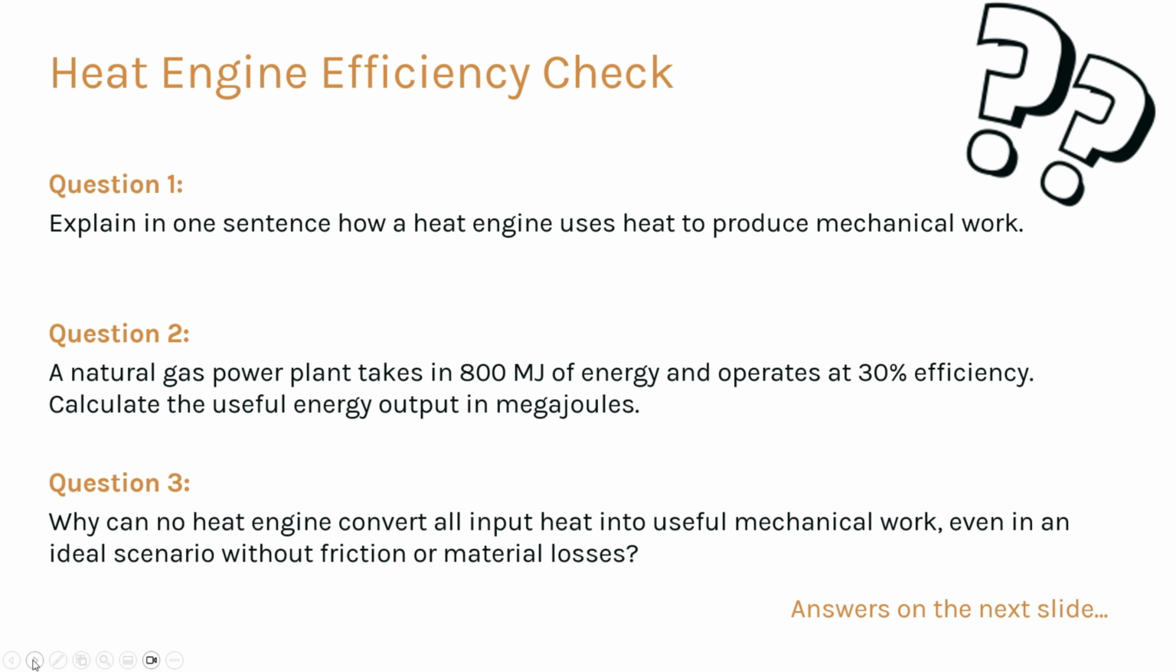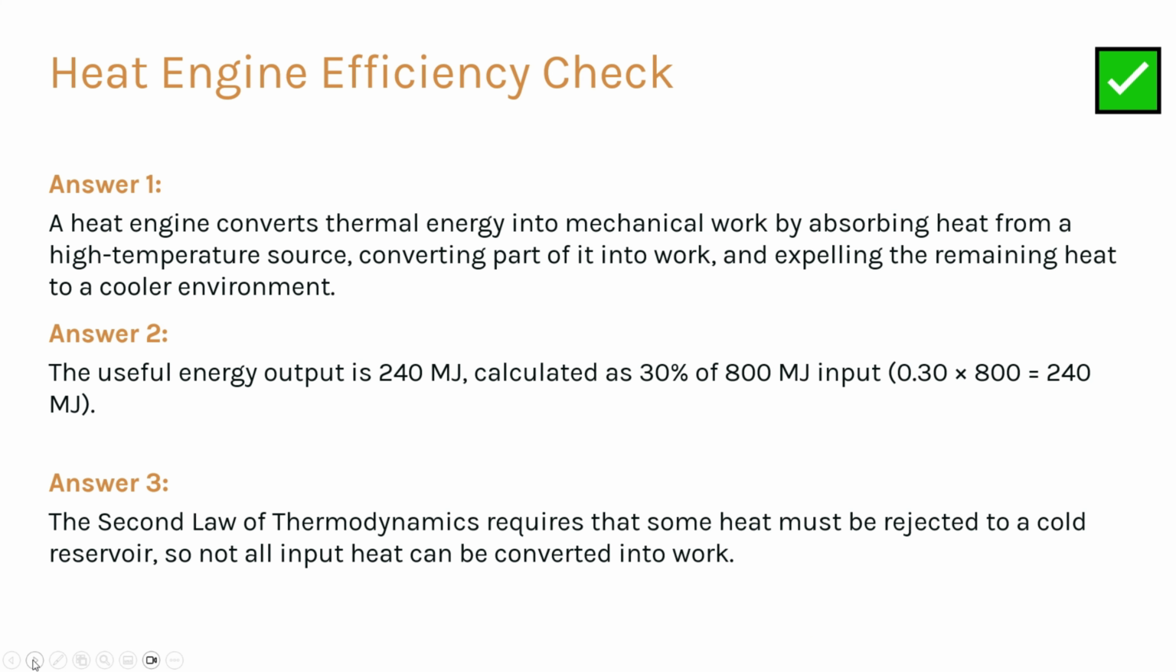A heat engine produces mechanical work by absorbing heat from a hot source, converting part of it into work and releasing the rest to a cooler environment. If a power plant takes in 800 megajoules of energy and is 30% efficient, the useful output is 240 megajoules. No heat engine can ever be 100% efficient because the second law of thermodynamics requires that some heat must always be rejected to a colder reservoir.